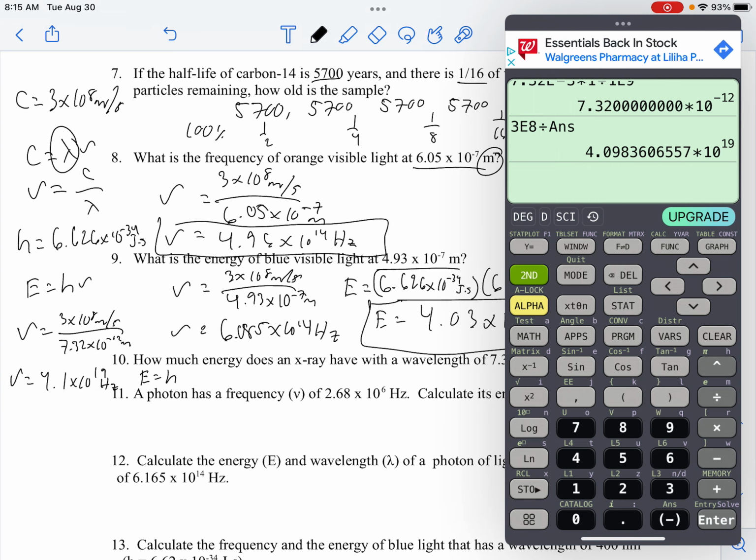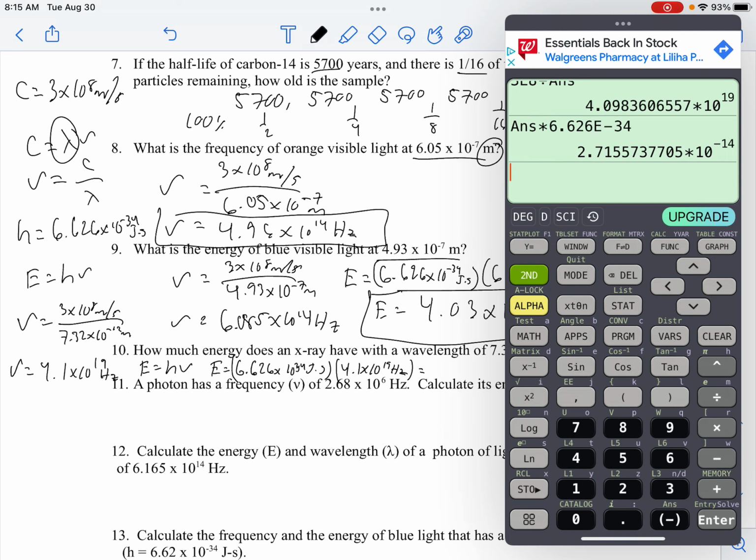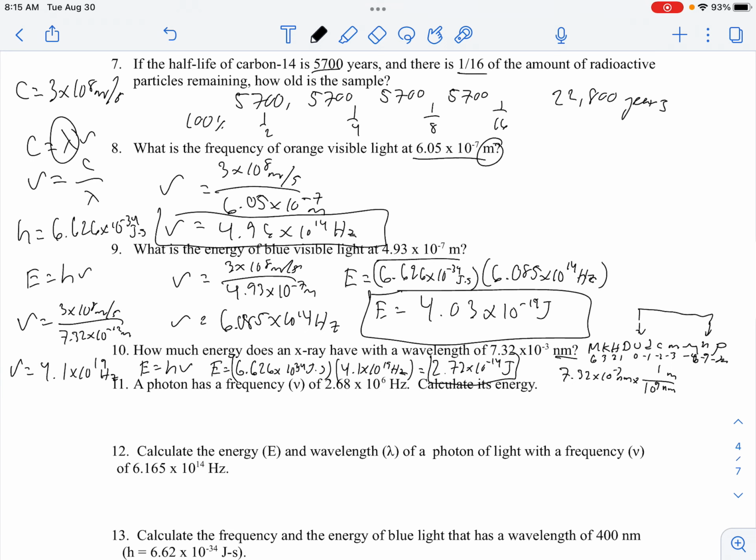Then I'm going to put it into this equation. Energy is equal to 6.626 times 10 to the negative 34 joules times second, multiplied by 4.1 times 10 to the 19th hertz. That's going to be equal to 2.772 times 10 to the negative 14 joules. Okay.